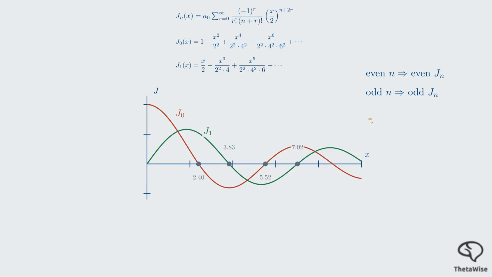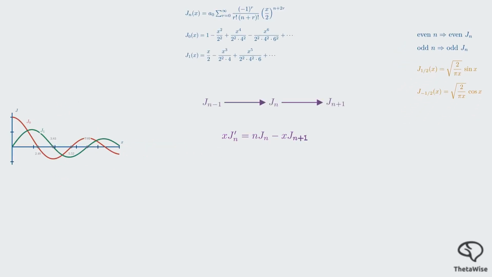Useful special cases are j sub 1/2 of x equals the square root of 2 divided by pi x times sine x, and j sub negative 1/2 of x equals the same square root times cosine x. The recurrence relations include x j sub n prime equals n j sub n minus x j sub n plus 1. 2 j sub n prime equals j sub n minus 1 minus j sub n plus 1. And 2n j sub n equals x times (j sub n minus 1 plus j sub n plus 1).